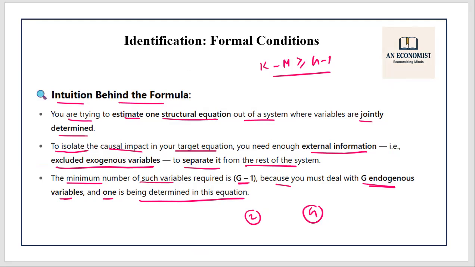Then the endogenous variable, suppose y2, is already taken in this equation. How many extra exogenous shifters do you need? That is simply g minus 1, right? One less, because y2 is already included here in the second equation. So the main intuition is that you need enough excluded variables such that you can separate the effect of that equation from the rest of the system, right? So this is the basic intuition.